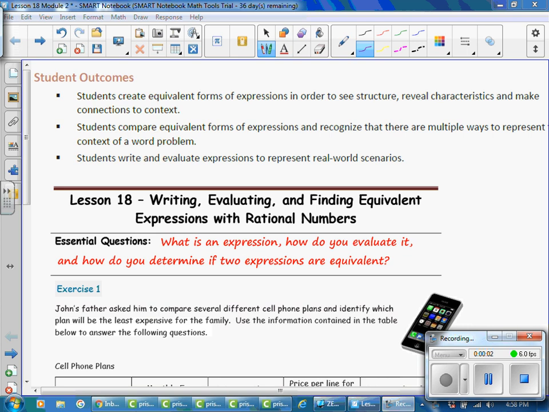This is Mrs. Appiah with Lesson 18 in Module 2, Writing, Evaluating, and Finding Equivalent Expressions with Rational Numbers. Student outcomes for this lesson.